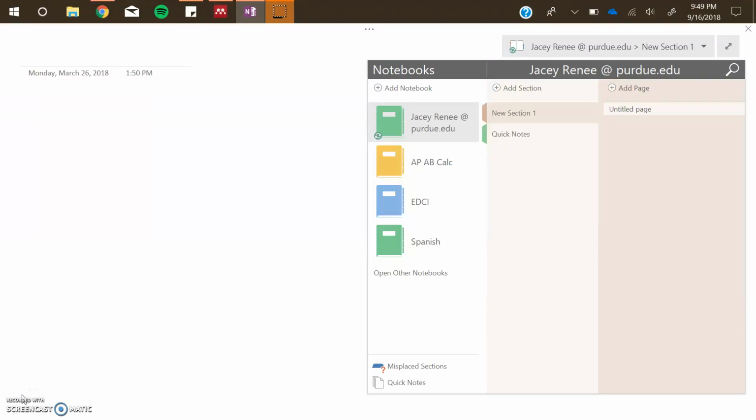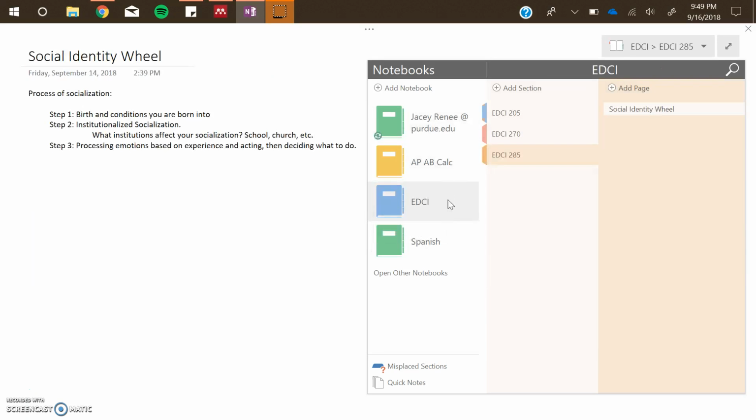I have been using OneNote to create notes for my classes. As you can see here, I have 4 different notebooks. The 2 we're going to be exploring today are EDCI and AP/AB Calculus. For EDCI, this is basically all my classes for my major, which is Education, Curriculum, and Instruction.